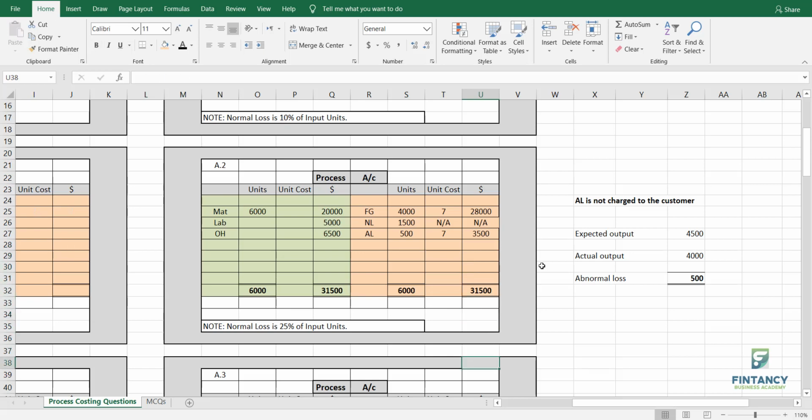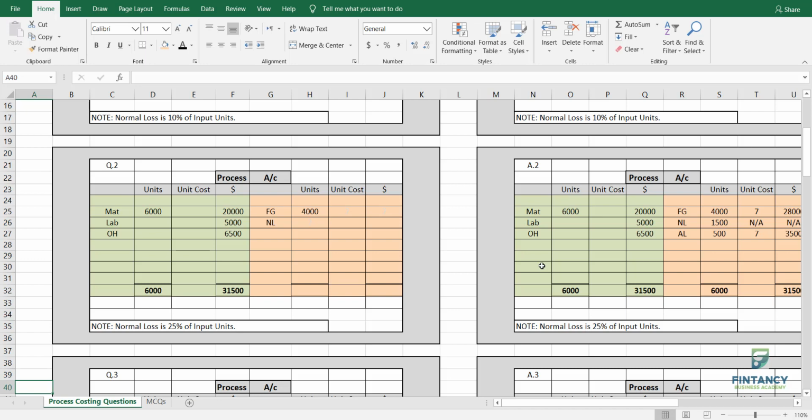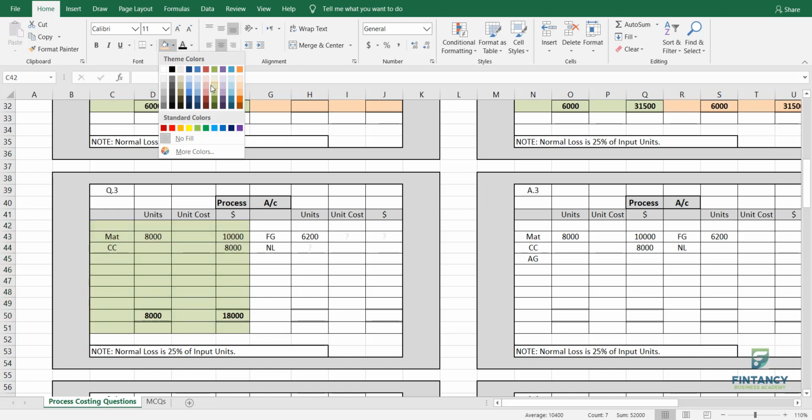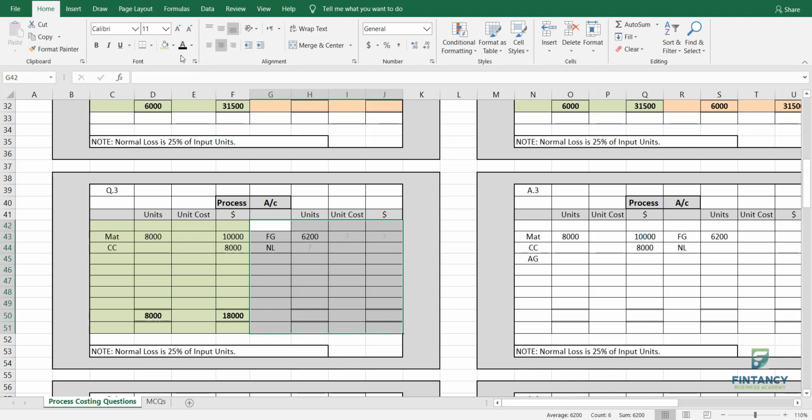Let's go to the third question. They say, again, let me highlight it. So this side is my debit side, right? And this side is my credit side. Okay, same here also. So they say the material is 8,000 units. Okay, it can be liter, kilogram, whatever.